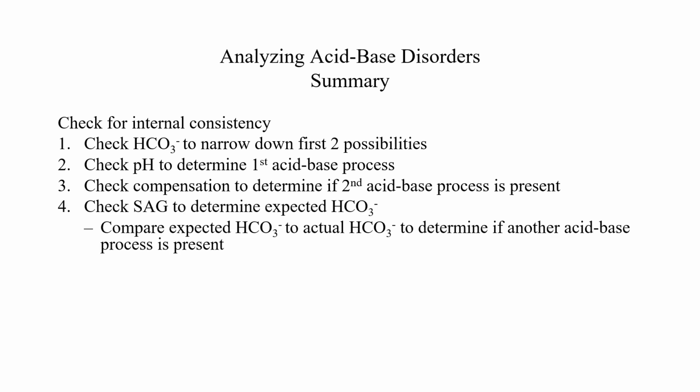Step 4. Check the serum anion gap to calculate the expected serum bicarbonate. Compare this expected bicarbonate to the actual serum bicarbonate from the chemistry panel. If these two are not within 2 units of each other, we can deduce that there is another acid-base disorder present.